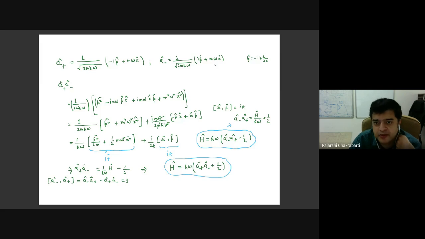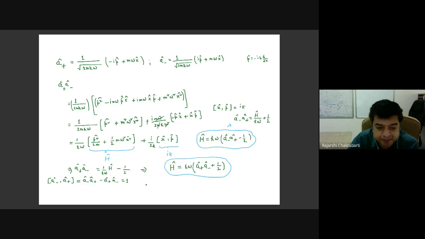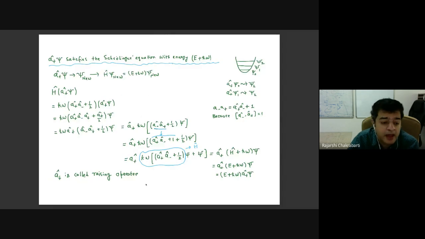See, X and P are Hermitian operators, but these are non-Hermitian operators, called raising and lowering operators. I showed you that you can express the Hamiltonian in terms of these operators. The order in which they appear, A plus A minus or A minus A plus, matters because they don't commute. And I showed you that A plus is the raising operator.